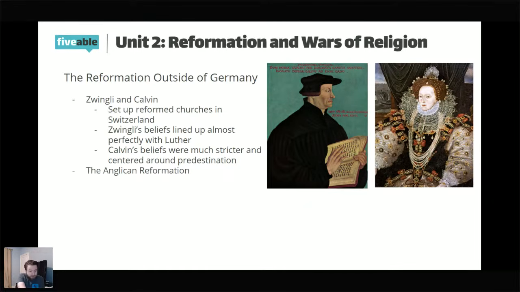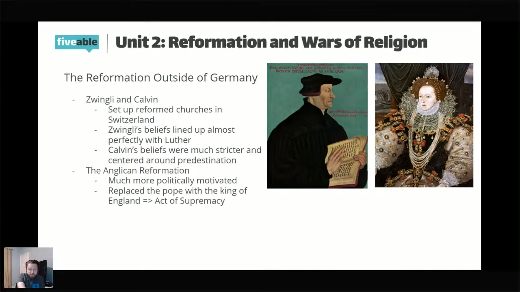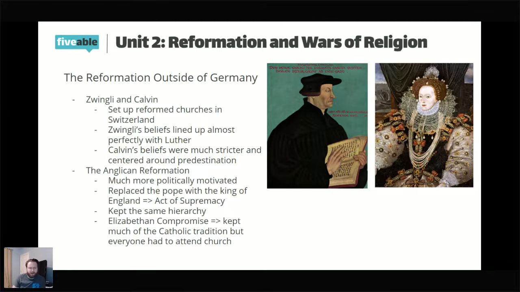Of course, the Anglican Reformation. This is much more politically based. Replace the Pope with the King of England. Pretty much, the hierarchy is just flipped. It keeps the same hierarchy, but the King is now the head of the English Church. This is seen in the Act of Supremacy, which is passed by Henry VIII. However, it's really Elizabeth that solidifies Anglicanism in England.